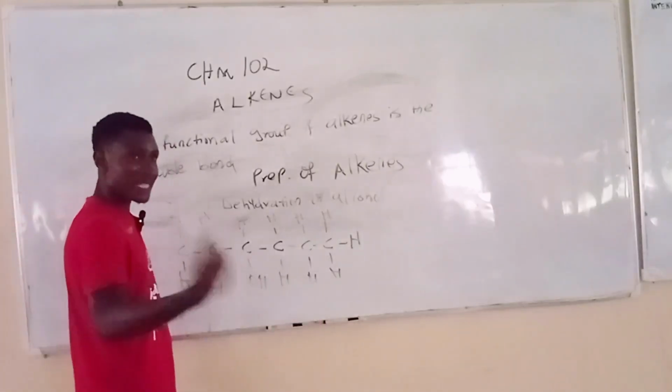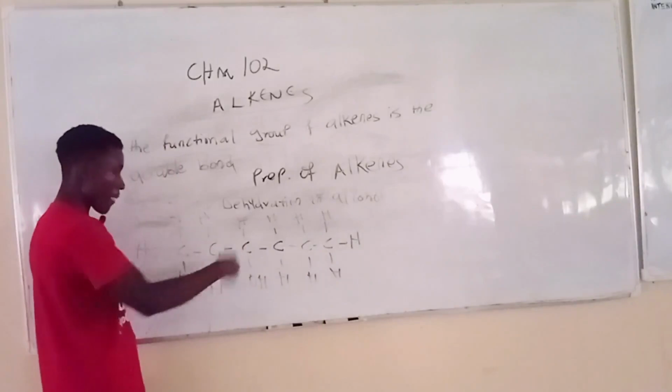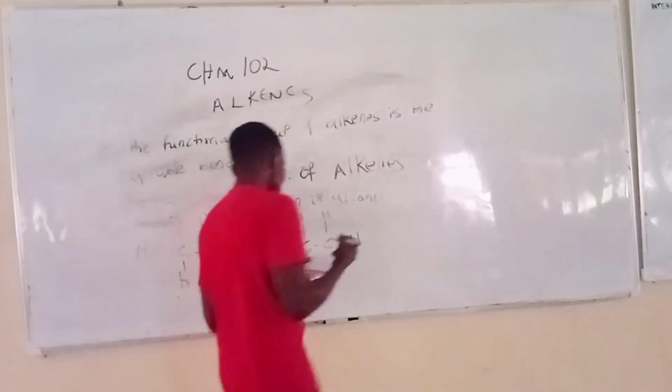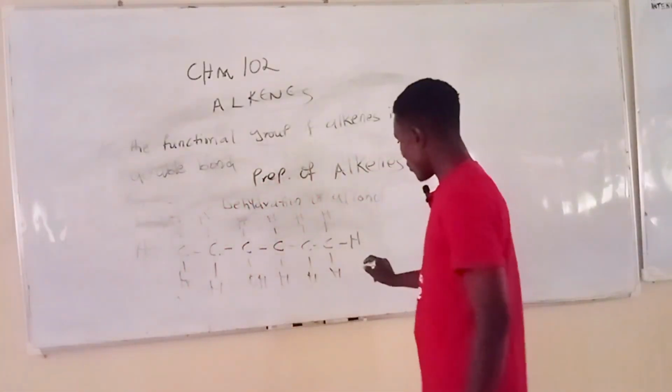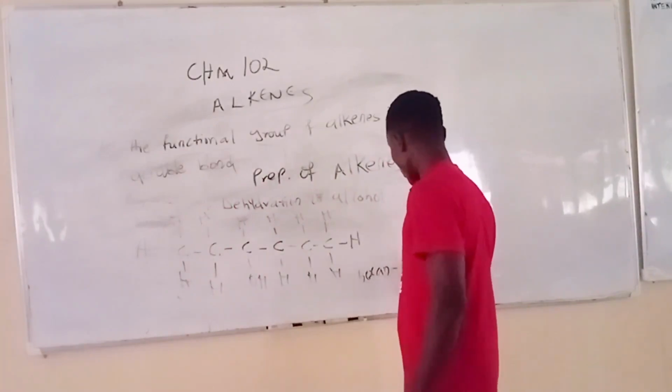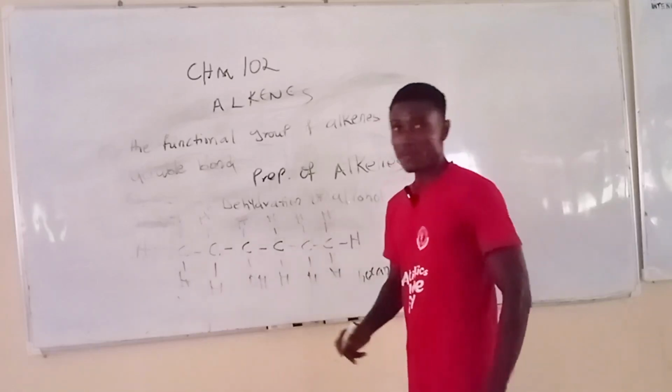So in this particular scenario, we start our counting from the left, so we have 1, 2, 3. The name of this parent compound is hexane, so we say hexan-3-ol. That is the name of this compound.